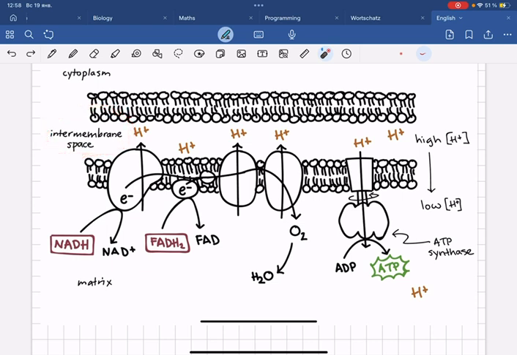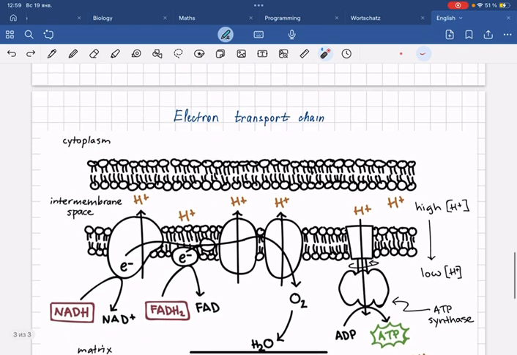Third step is proton gradient formation. So the pumping of protons creates a proton gradient, meaning that the concentration of H plus ions in the intermembrane space is higher, and the concentration of H plus ions in the mitochondrial matrix is lower.